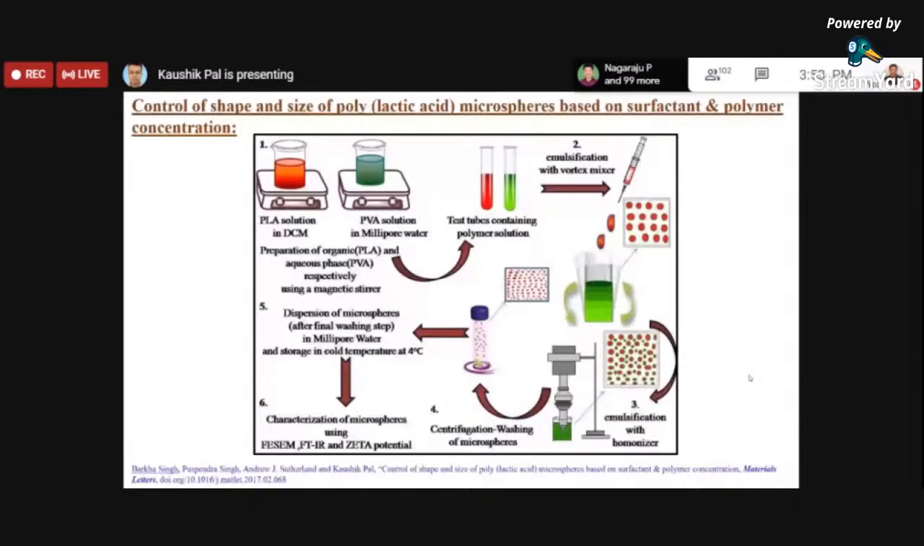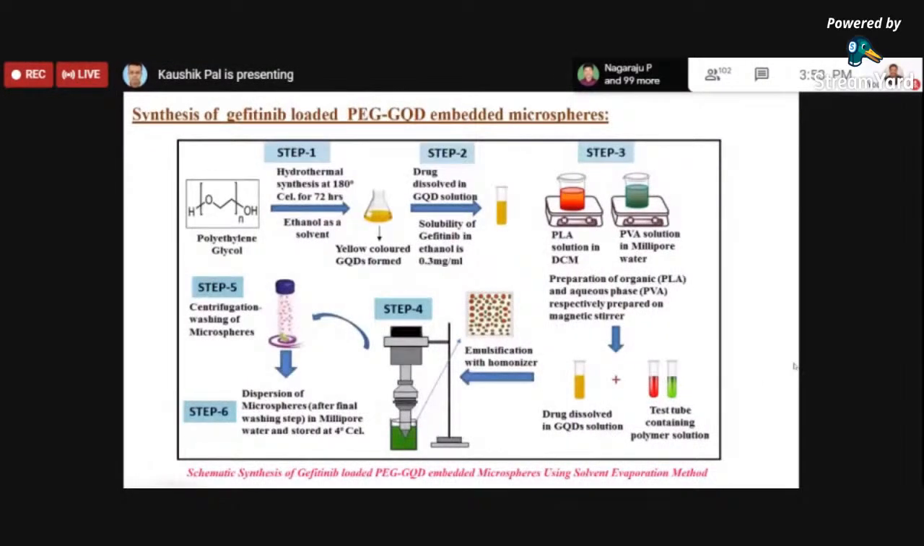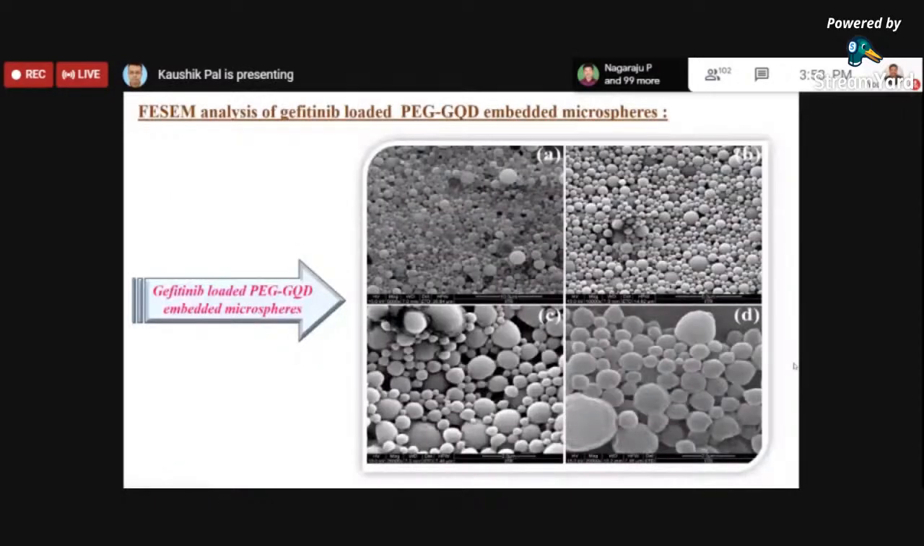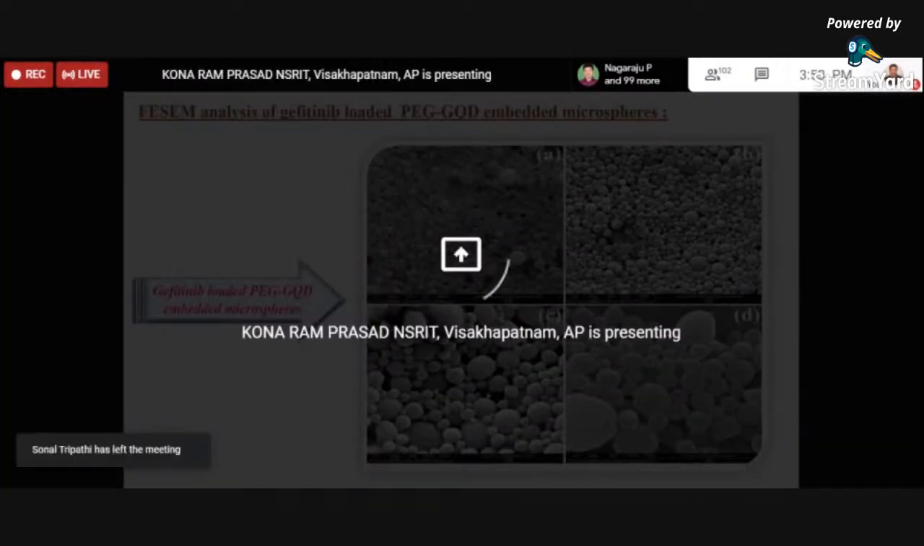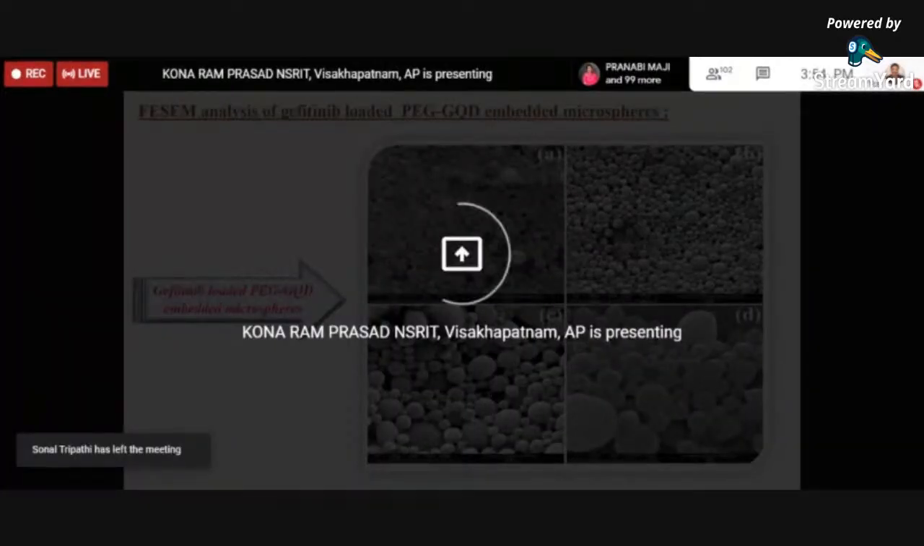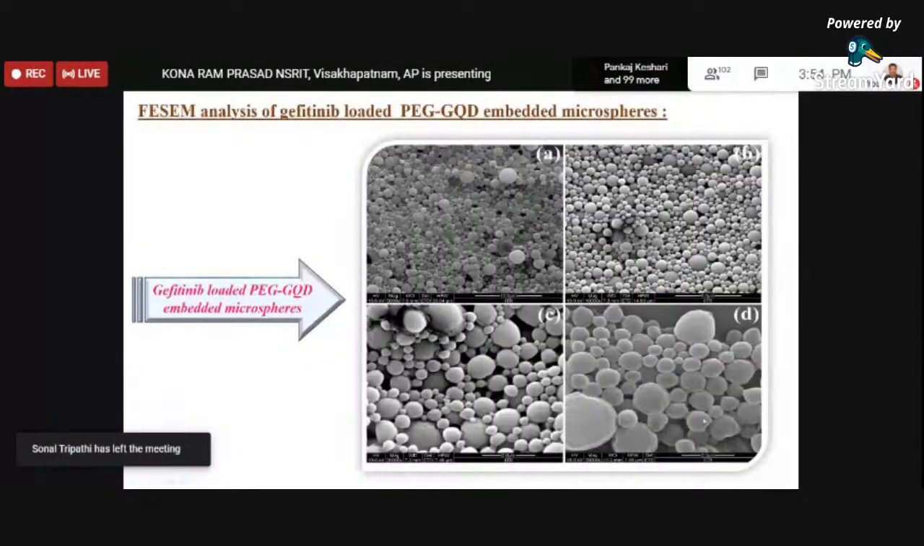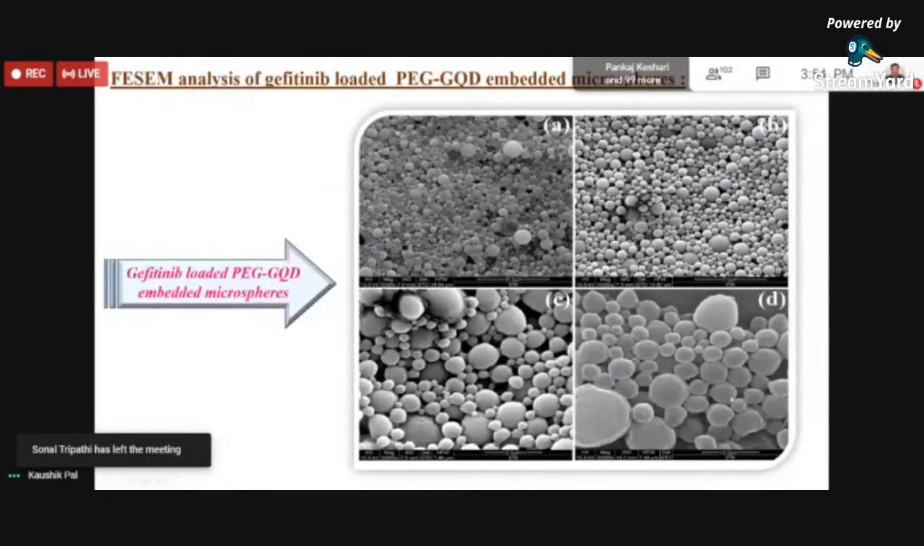Here you can find that we have used the graphene loaded. These are very good medicines, cancer medicines for lung cancer basically. Here also we have used the PEG GQD embedded microspheres. This is the graphene loaded PEG GQD, how it looks like. You can easily see how the layer formation has taken place, how the coating has been done. Inside we have the medicines, and when we inject them in the body, it goes directly to the affected sites.